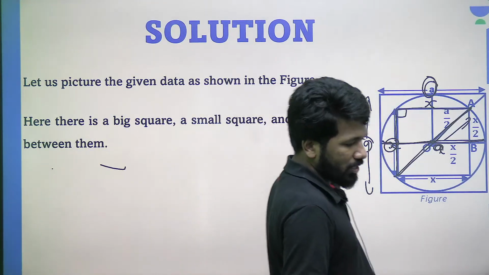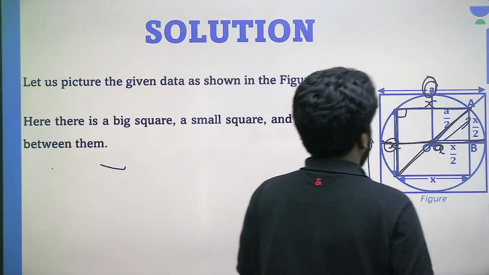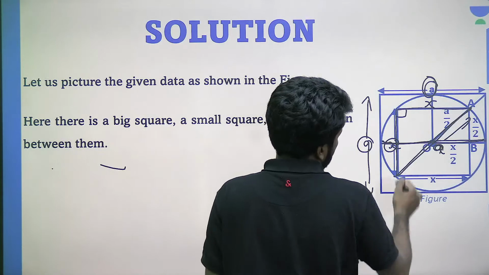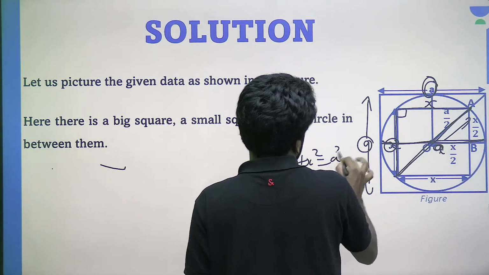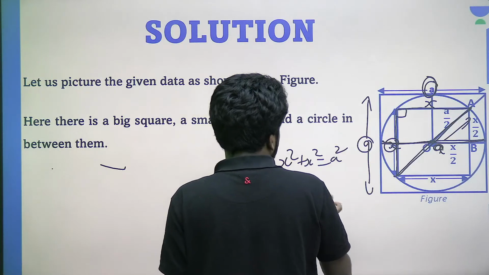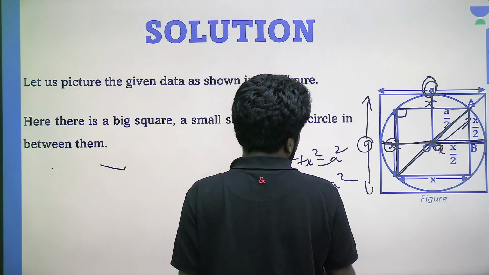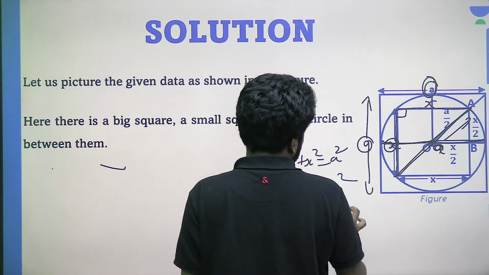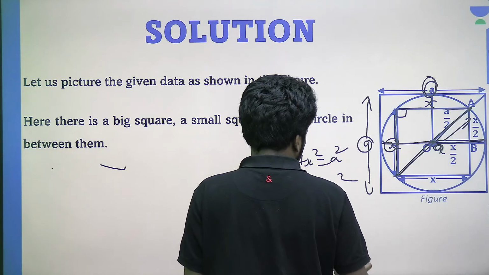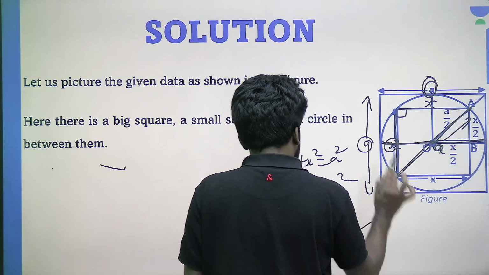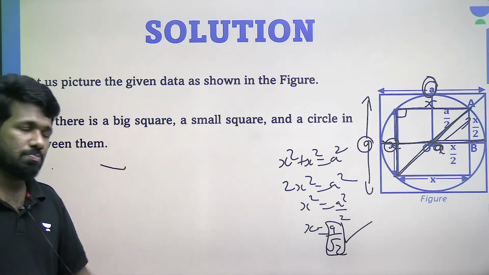Did you all understand this? Please respond. It is all about drawing the picture correctly or understanding the picture correctly. X square plus x square is equal to a square using Pythagoras theorem. 2x square equal to a square. हमें x square का वैल्यू या x का वैल्यू चाहिए. X square equal to a square by 2. X is equal to a by root 2. That is our answer. That is how you can do the same way as previous question.